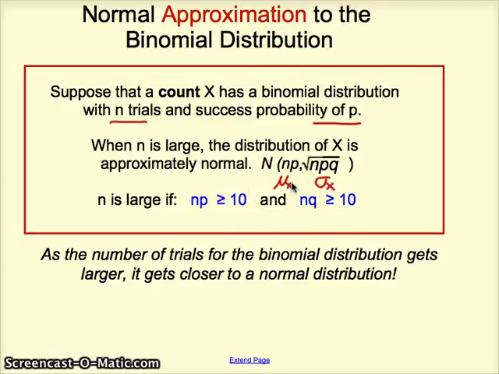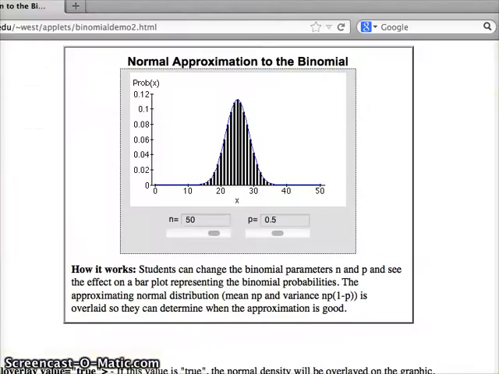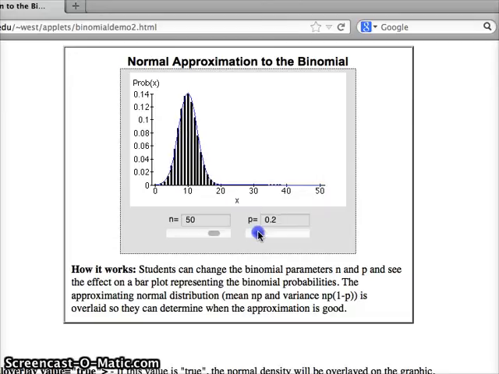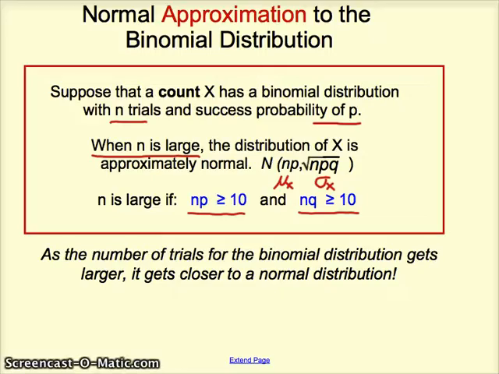Well, you should be asking yourself, how large does n have to be before a normal curve becomes a good approximation? And there's a rule of thumb. N times p has to be greater than or equal to 10, and n times q has to be greater than or equal to 10. And so if you look again at that applet, the last thing I left you with, that n of 50 and p of 0.5, n times p is 25, that's plenty big enough. But even when I run p down to 0.2, n times p is 10 or more, it still looks remarkably normal. So under those conditions, we're okay using a normal curve to approximate the binomial distribution.